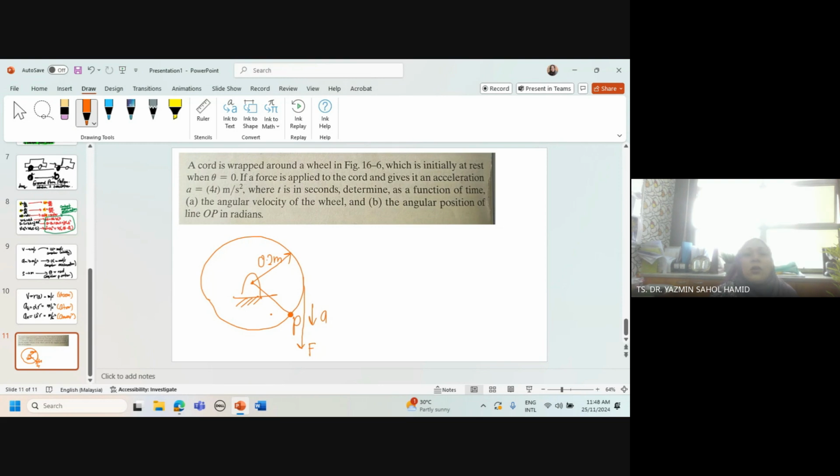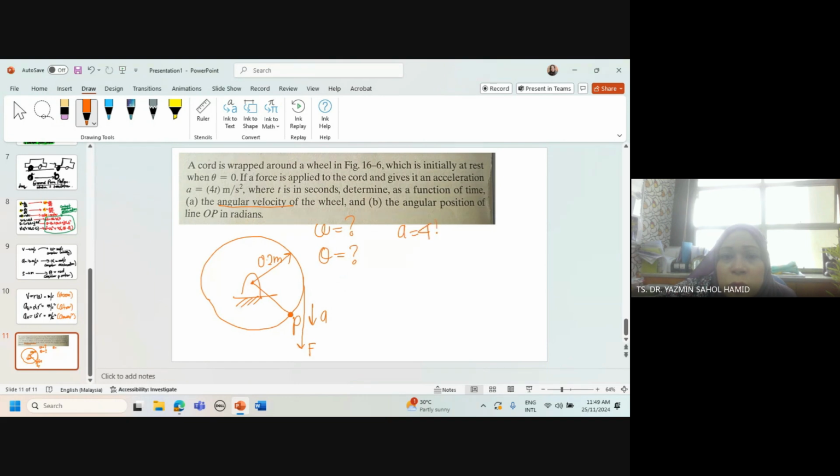Okay, now. A cord is wrapped around a wheel, which is initially at rest. If a force is applied to the cord and gives an acceleration a equals 4t meter per second squared, where t is in seconds, determine as a function of time. So ni nak jawapan dalam function of time. Dia nak apa? The angular velocity of the wheel and the angular position of the line OP in radians. So first soalan A dia nak angular velocity, maksudnya dia nak omega berapa, and then dia nak angular position, dia nak theta berapa.